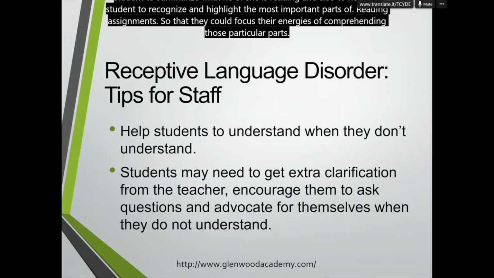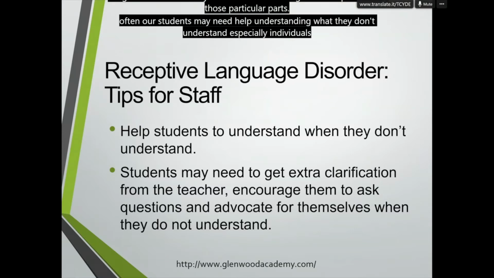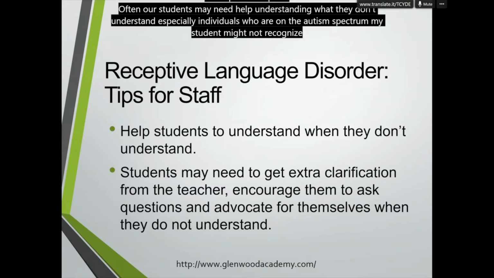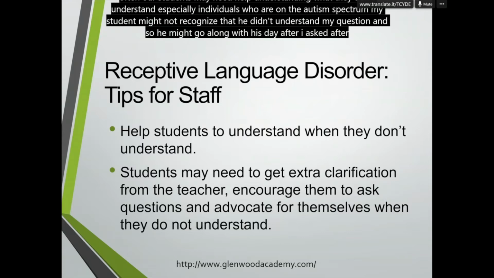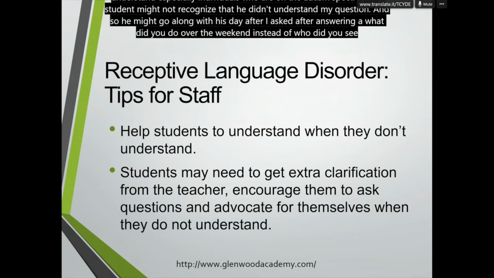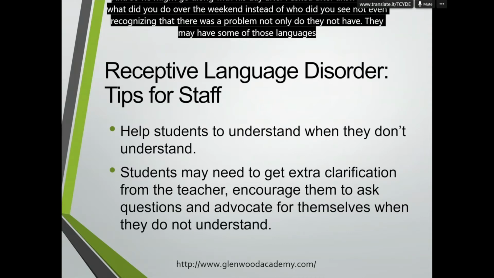Often our students may need help understanding what they don't understand, especially individuals who are on the autism spectrum. My student might not recognize that he didn't understand my question, and so he might go along with his day after answering "what did you do over the weekend" instead of "who did you see," not even recognizing that there was a problem.